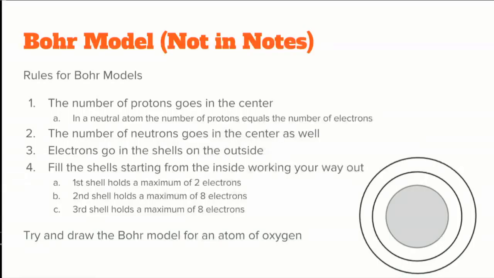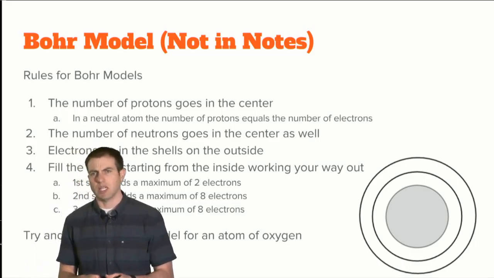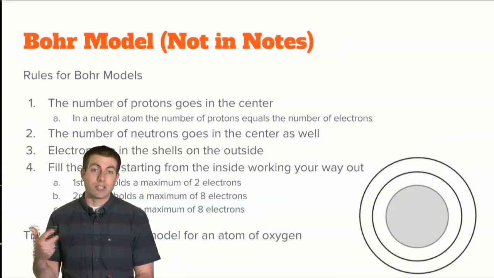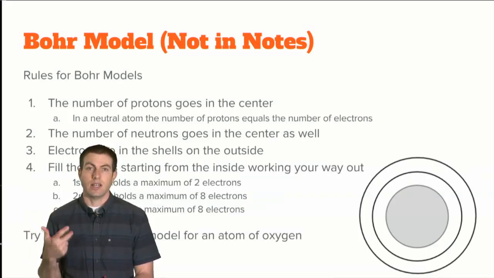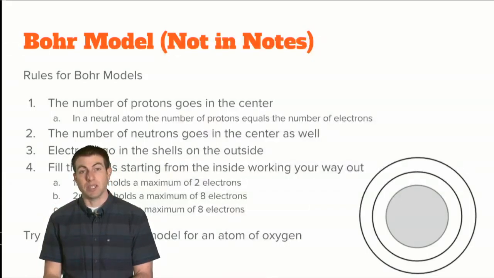So the example at the bottom says try and draw the Bohr model for an atom of oxygen. So that's what we're going to do right now. And again, this isn't in your notes. You're going to need to grab a piece of paper and actually do this. Now, kind of like math, when I'm going through the problems, it's really easy to sit there and just copy down what I'm doing and be like, oh yeah, I get it. That looked really easy. It is so important that you are actually doing these things, actually drawing them, because if you just watch me do it and then try to do it on your own, it becomes really difficult.